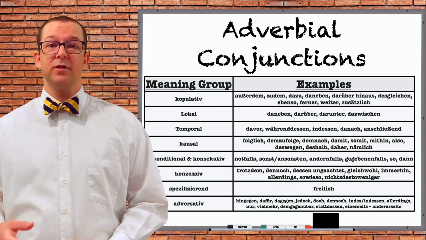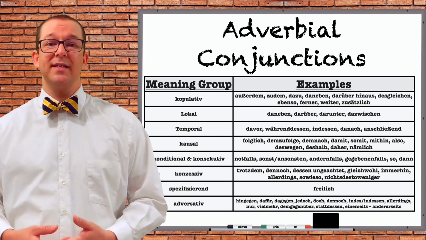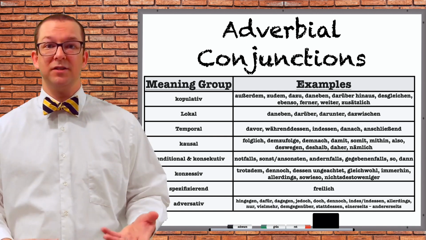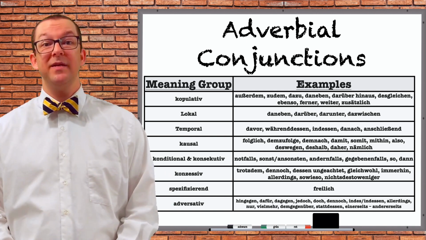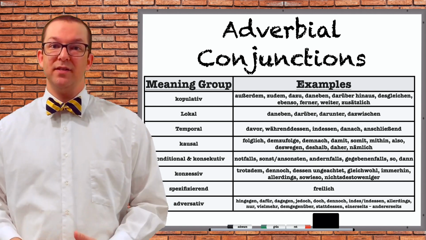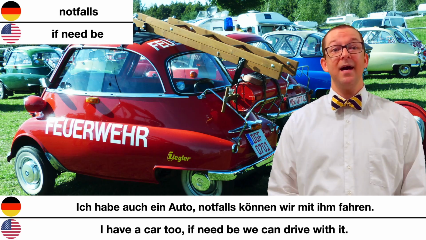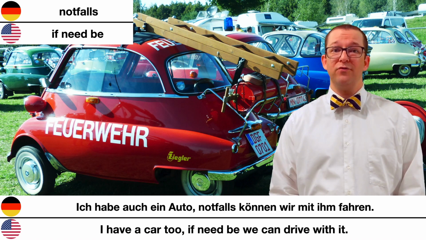Next up is causal, which, as you might guess, is the cause of something. They are almost all translated as that's why or because. The most popular ones were mentioned at the beginning of this video. Konditional and consecutiv are both used to show a condition. For example, Ich habe auch ein Auto. Notfalls können wir mit ihm fahren. I have a car too. If need be, we can drive with it.